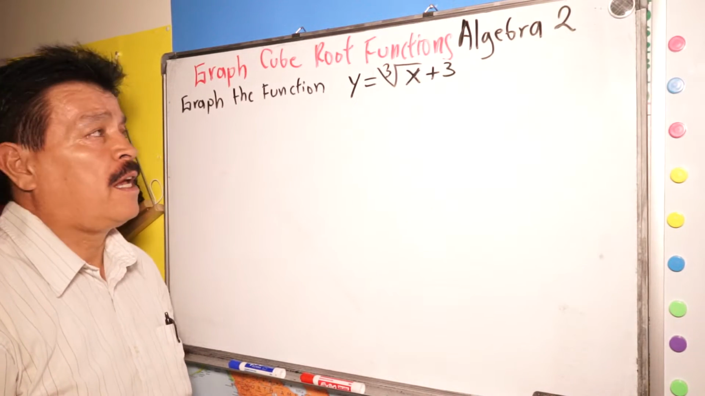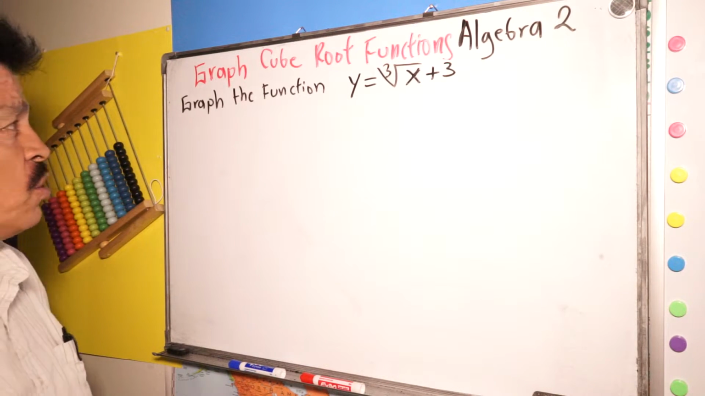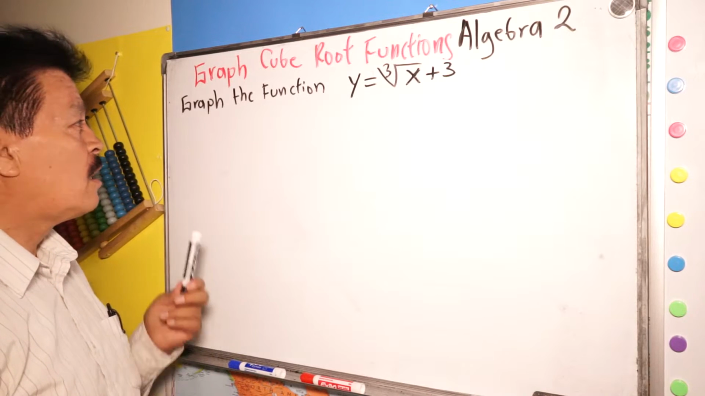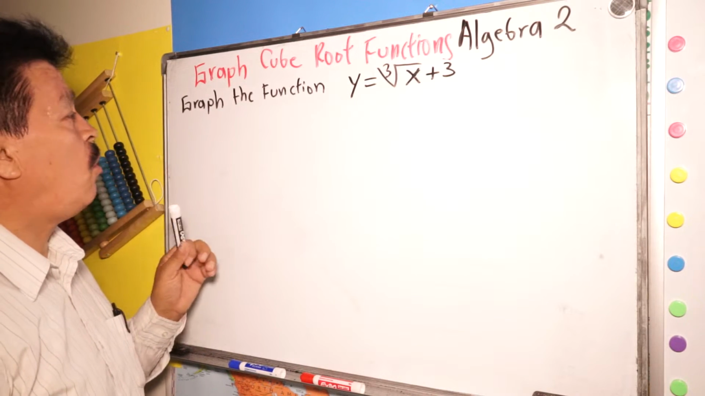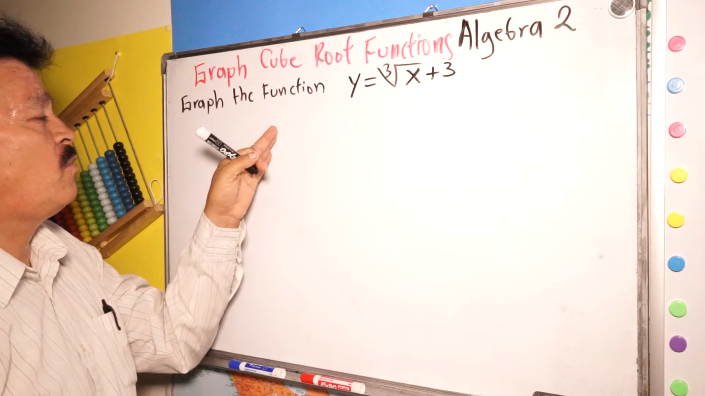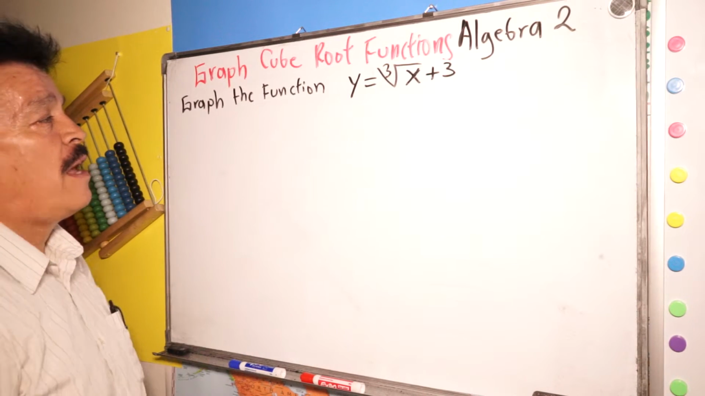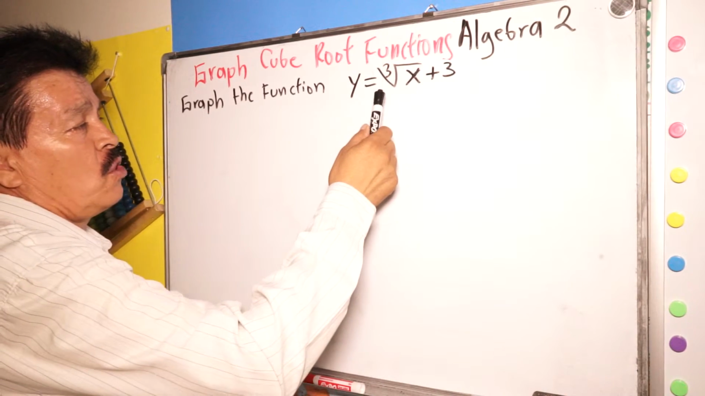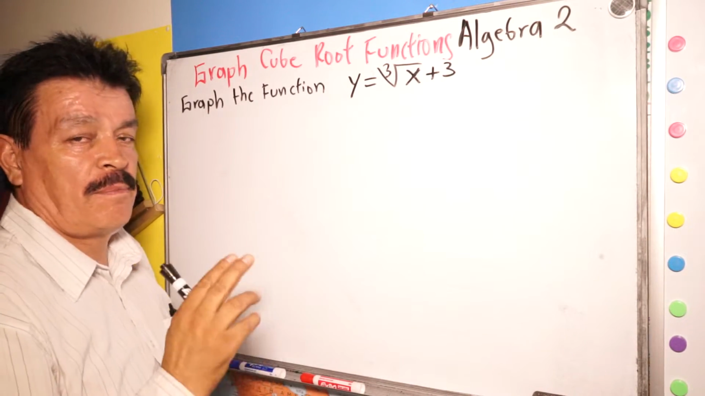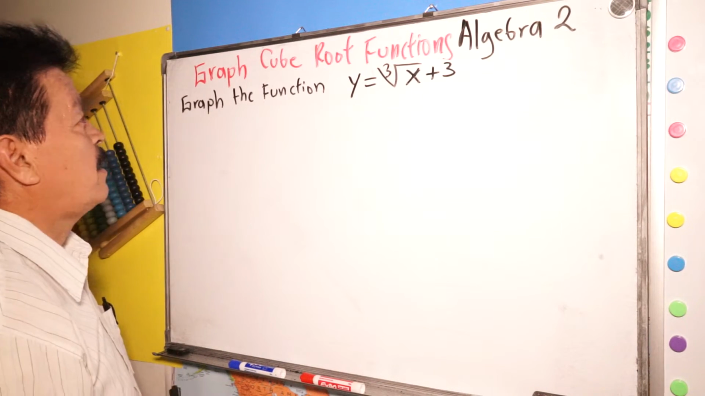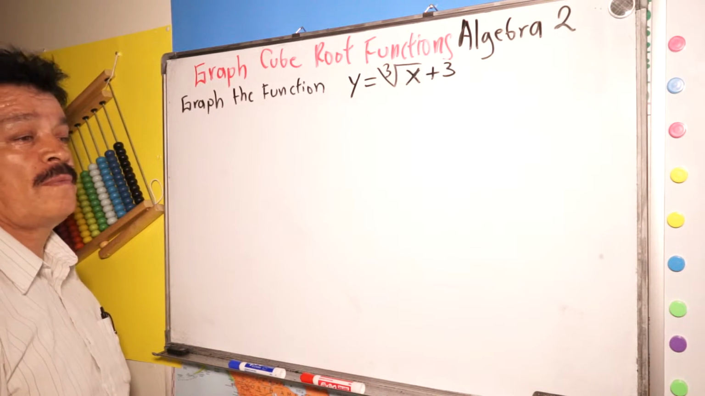Algebra 2. The topic is graph the cube root functions. I will solve only one problem. Graph the function y equals cube root of x plus 3. This is a graph cube root function.